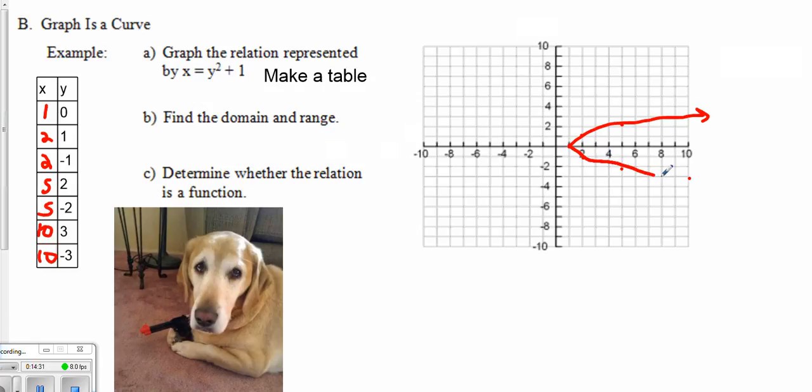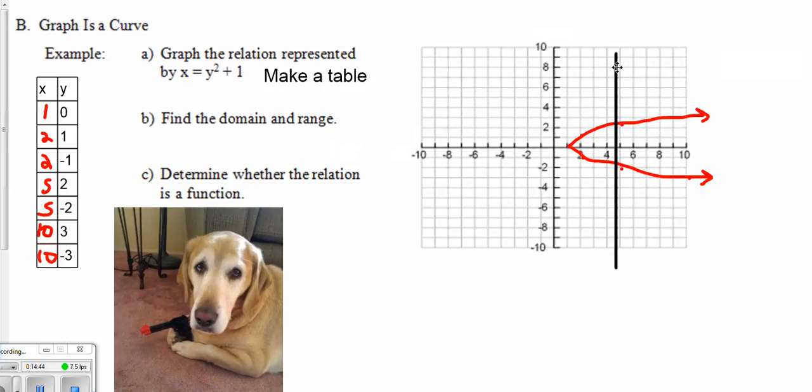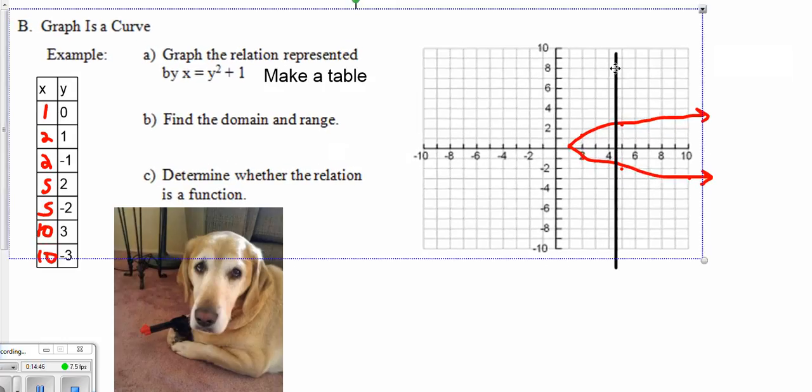Notice that this is making that parabola, kind of that U shape, but it's on its side. If you tried a vertical line test here, notice it's going to hit 2 spots. Oops, grabbing the wrong piece. Grabbing it again. There we go.